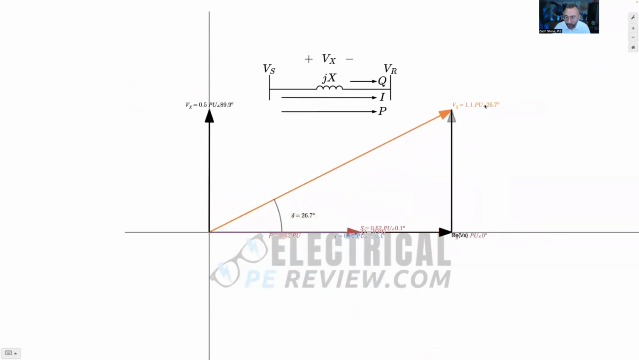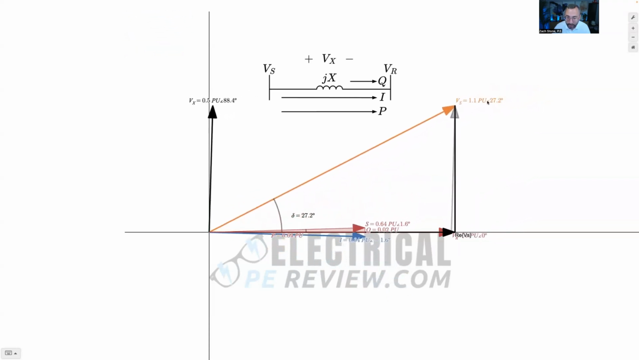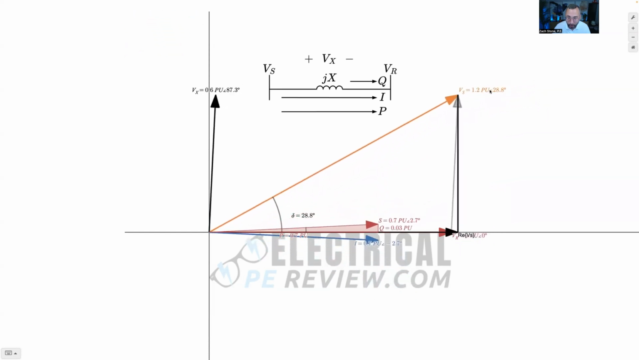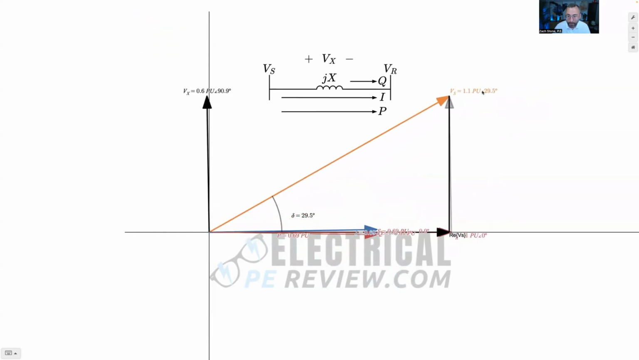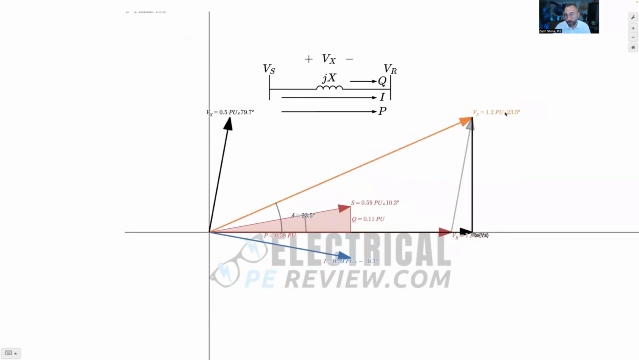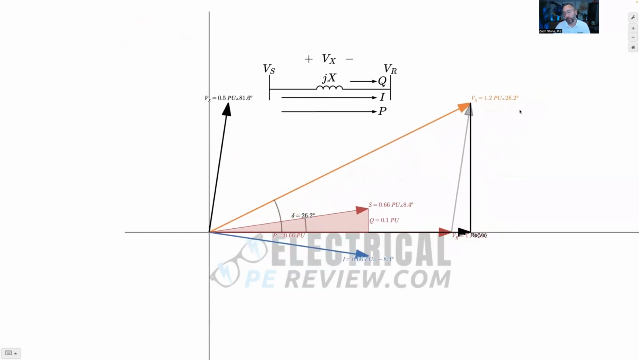You can really see how changing the magnitude while keeping the angle delta the same, all it really changes is the reactive power. But keeping the magnitude the same and then changing delta is going to change real power P, but Q will stay the same. So you can see how the delta angle or real power and reactive power, they're independent.